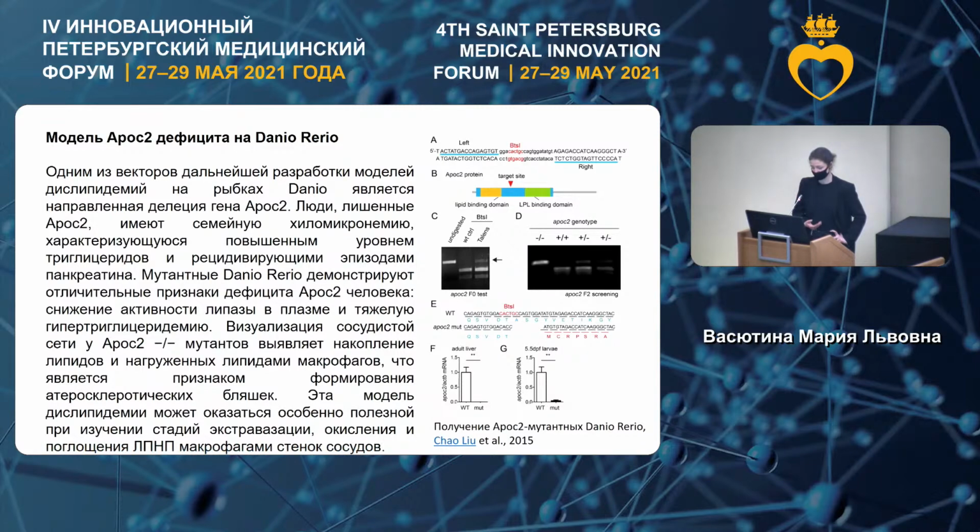Visualization of the vascular network shows accumulation of lipids and macrophages, which is a feature of the formation of atherosclerotic plaques. And we can easily visualize a vascular network in fish using fluorescent markers. We can analyze this transparent larva of fish. That is a convenient model that makes it possible to assess the process in vivo. That's a great benefit of the model.